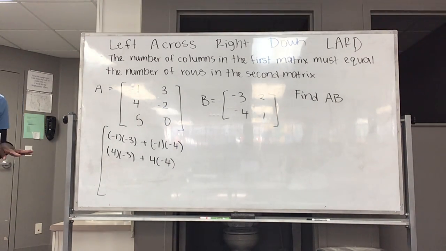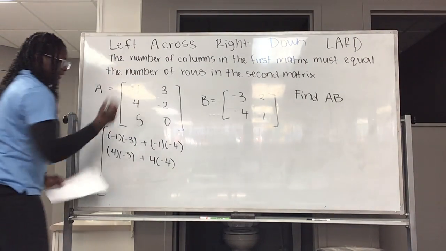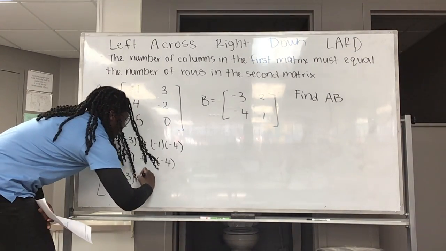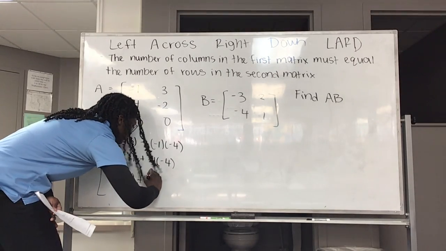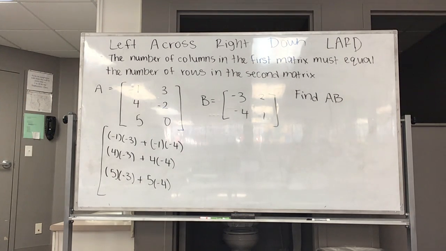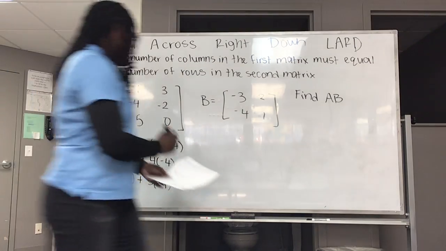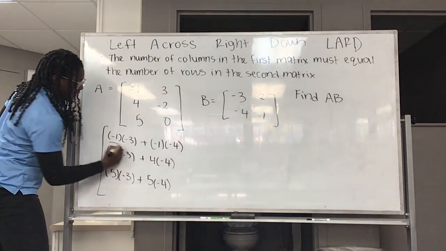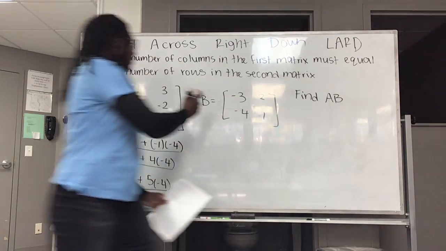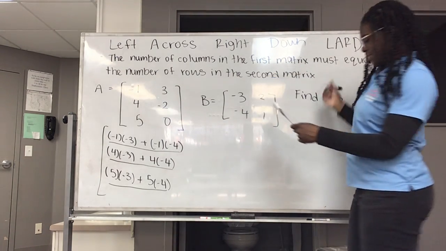Okay, you guys still following? Yeah. Okay. And then lastly, I'm going to do 5 times -3, plus my 5 times -4. Okay, so that was me going left across. And then on my right column, I'm going to go downwards. So these are all the first three numbers in my matrix, and I'm going to go to the second column. So here I'm going to do 3 times 2.